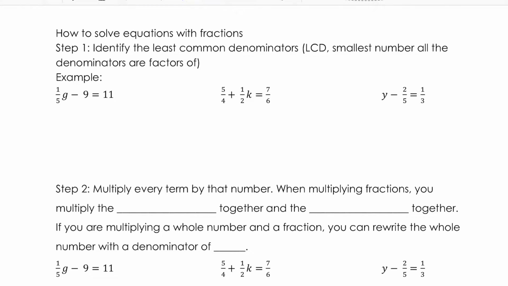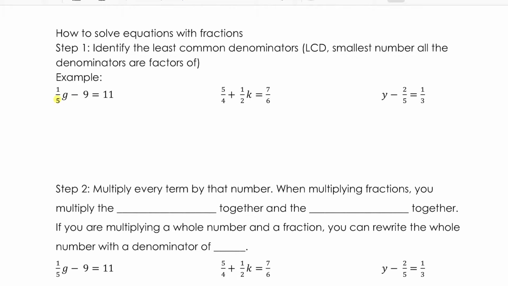So the way that I like to solve equations with fractions is I figure out what is the number that I can multiply every term by to end up eliminating the fraction so that I only have integers to deal with, regular numbers that I'm used to. So the first step is to figure out what is that number I could multiply everything by to make that happen. So that number is called the least common denominator. It's the smallest number that all the denominators are factors of.